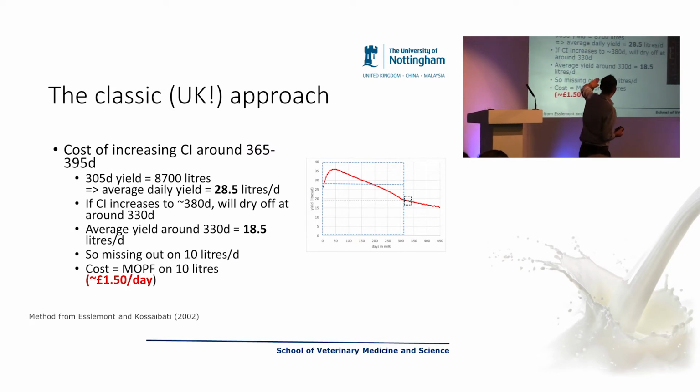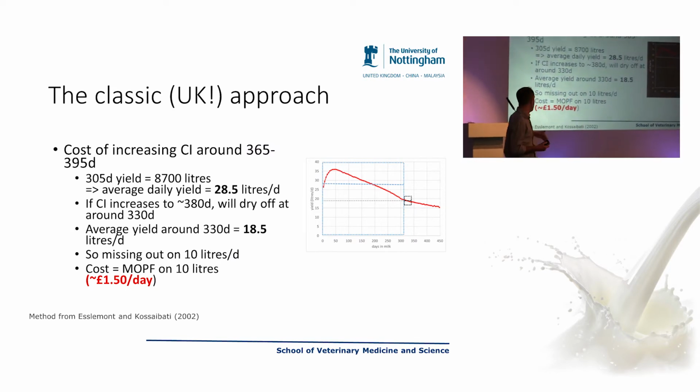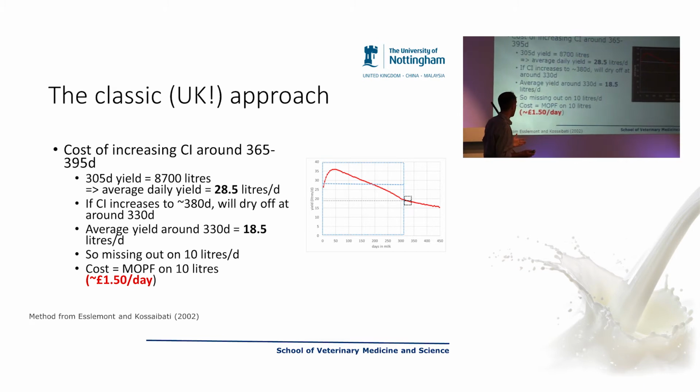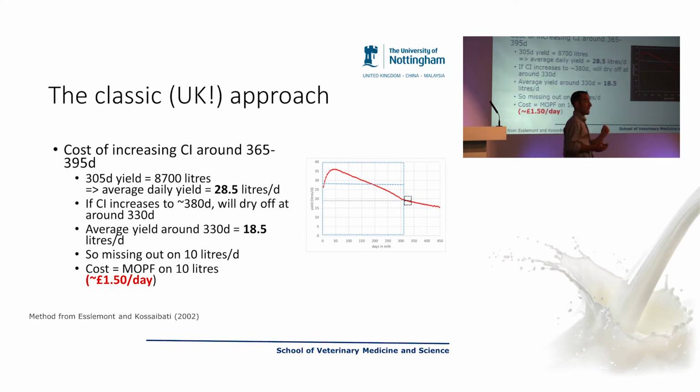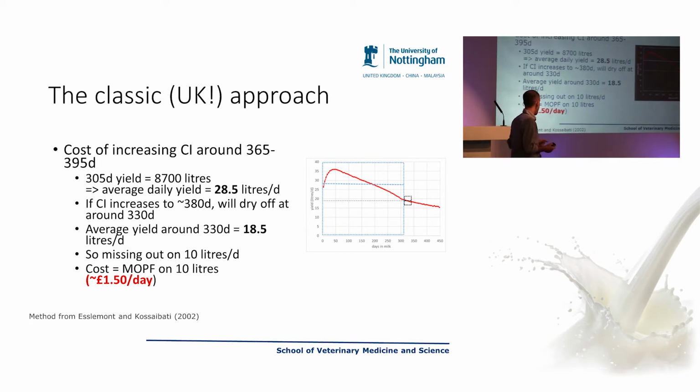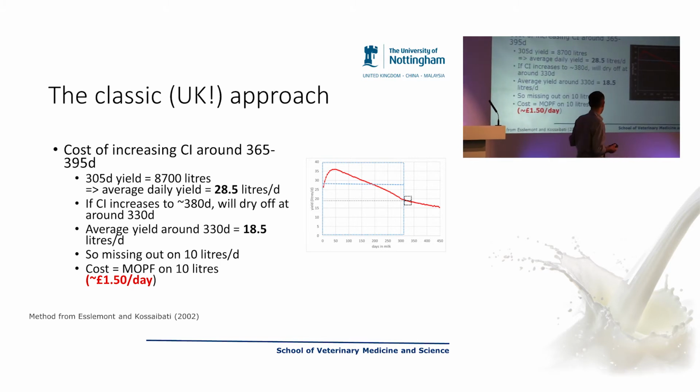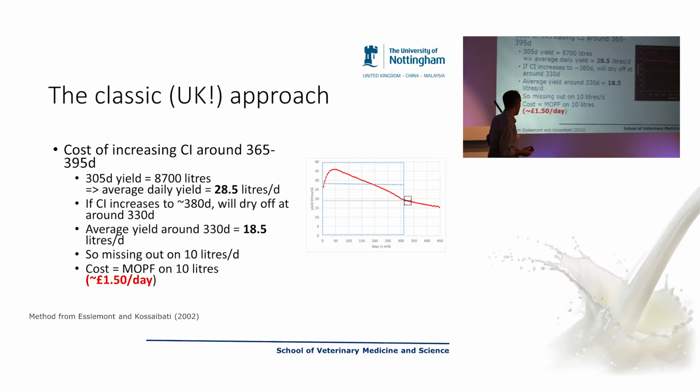So they went about it like this. You start off by working out average yield across 305 days, and then compare that with the average yield on the additional days that you're adding on. So in that particular set of herds, the gap between those two yields was about 10 litres. So for every day that you add on there, you're losing out on the margin over purchase feed on roughly 10 litres of milk.